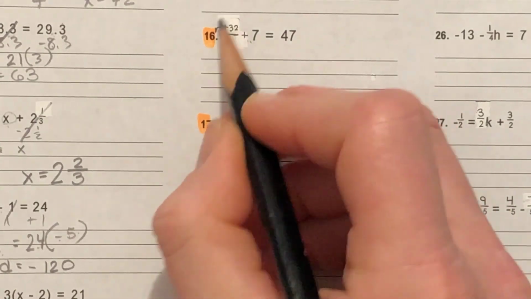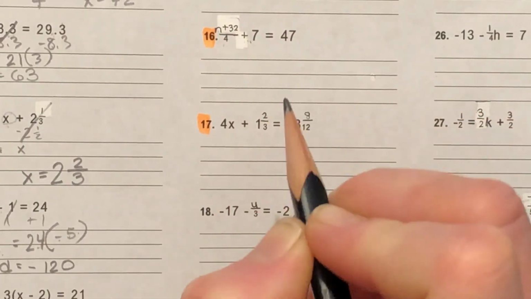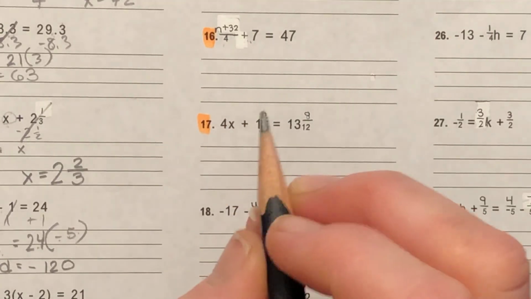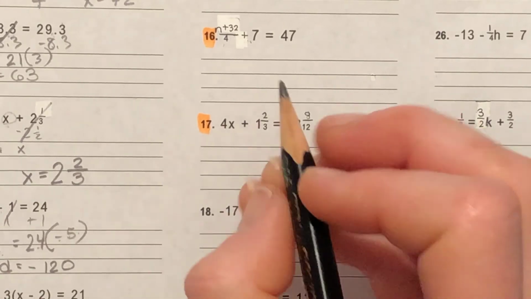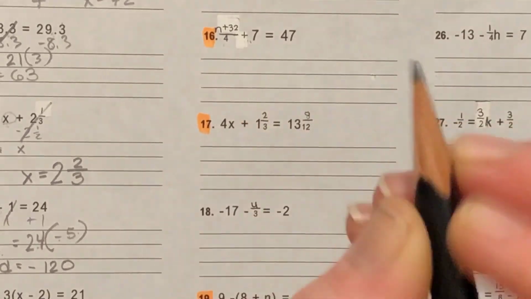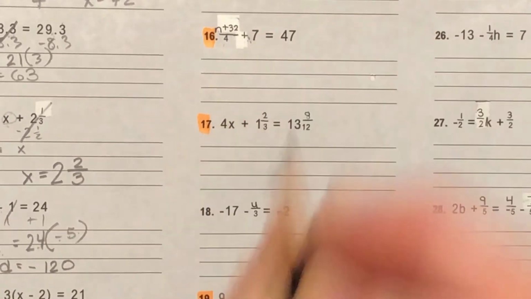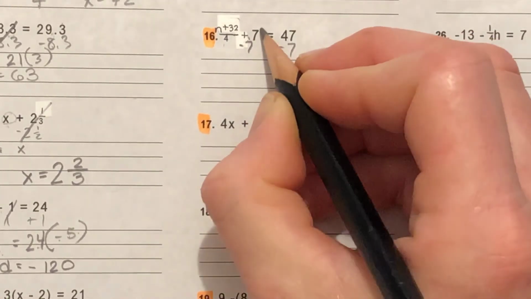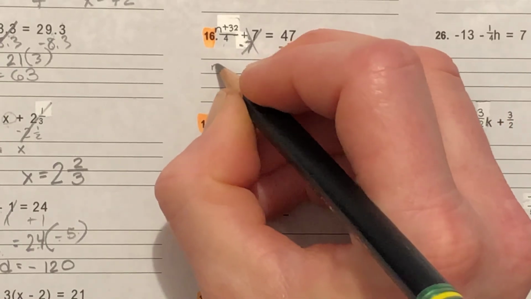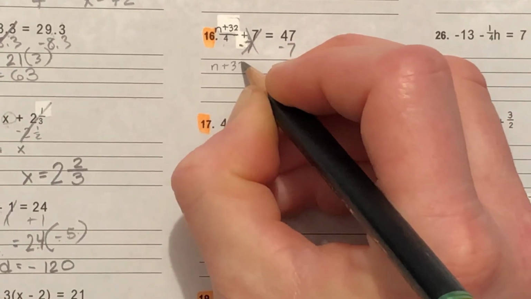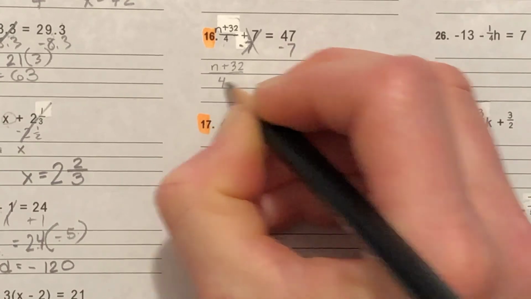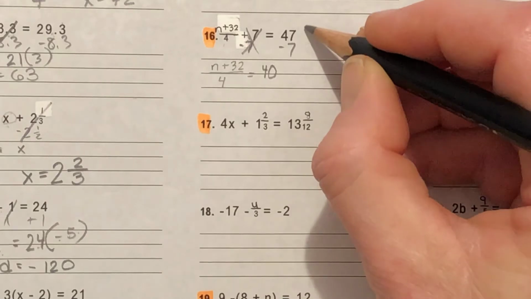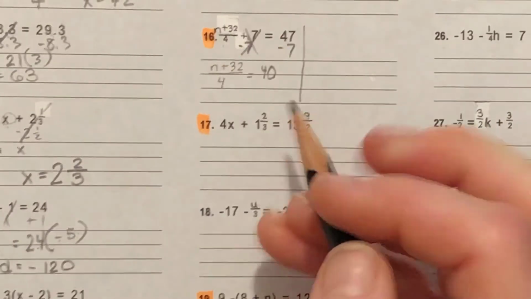So we have to just leave it. I'm sorry, you can't do anything about it yet. You're just gonna leave it. So we're gonna rewrite it because we're keeping it for now. Because the first thing we're gonna do is get rid of the plus 7, minus 7. Now that's canceled out and we have n plus 32 divided by 4 equals 40. I am prepared to divide this into 2 sides.